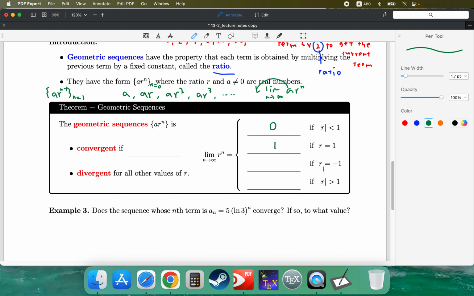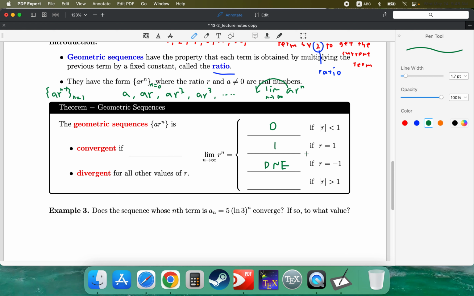Now if you let r be -1, then we have the limit of -1 to some power. Now, -1 to some power means it's either 1 or -1, right? But we don't know which one it is. We just know that the values will jump between 1 and -1, but we are not sure which one is the value of the limit. Again, if we don't have a specific value, then the limit does not exist.